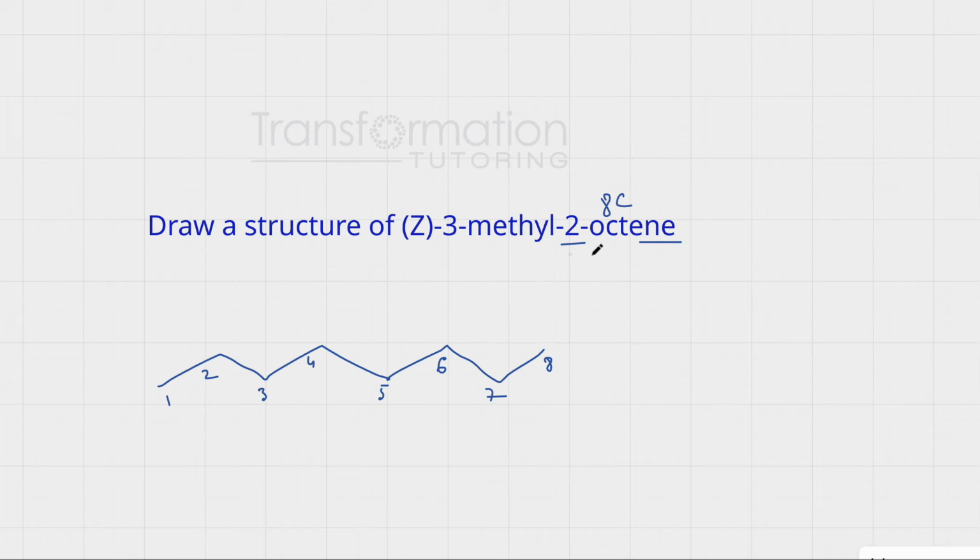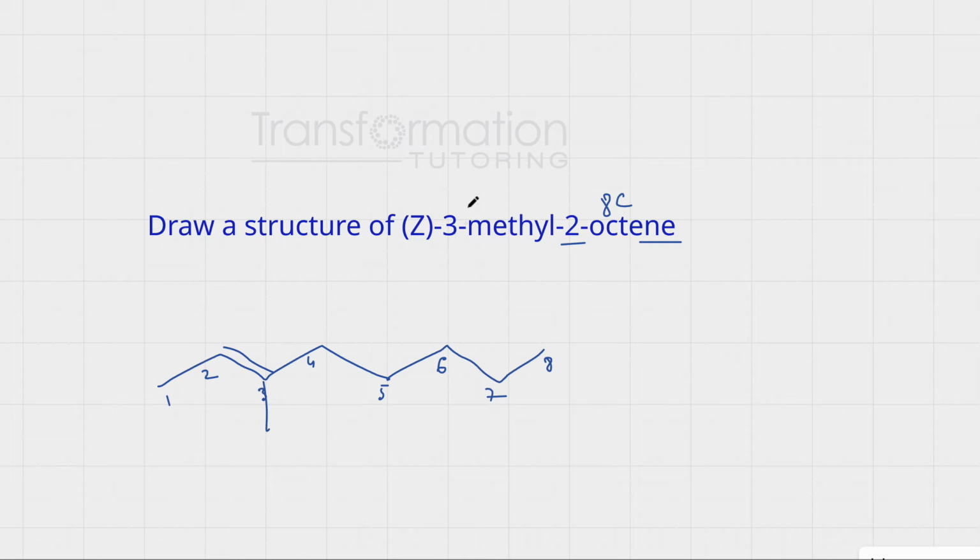2-ene means that I have a double bond starting from carbon 2. So my double bond must be between 2 and 3. 3-methyl means I have a methyl group, which is a CH3 group coming off of carbon 3. This is my methyl group.